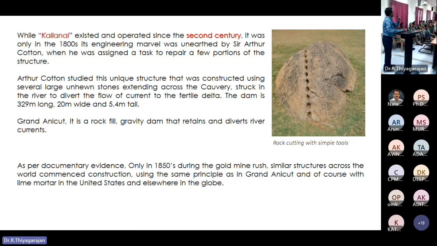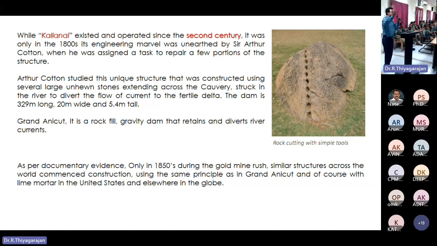Thank you. So this is how the construction technique started. And this was rediscovered in the 1800s when Sir Arthur Cotton was commissioned to repair this anicut. He happened to see this and saw that there was a marvel behind it. So this gave him the idea that we could do something similar elsewhere. If you go to Godavari, a similar structure also exists. The idea came from Kallanai. So from the second century, the one which is still serving the purpose is Kallanai.